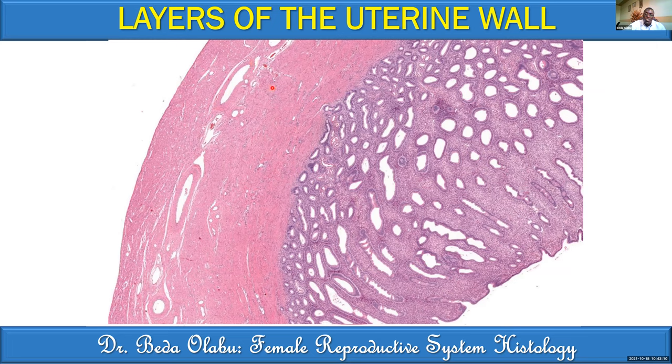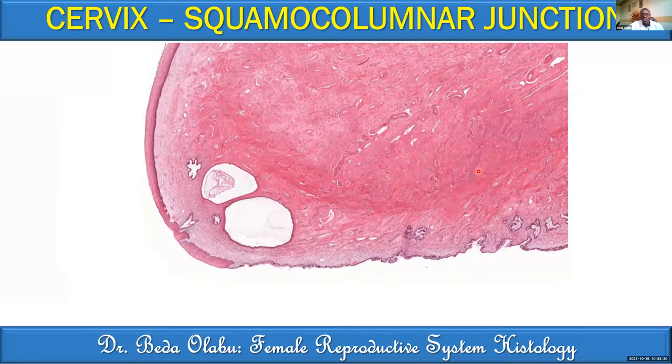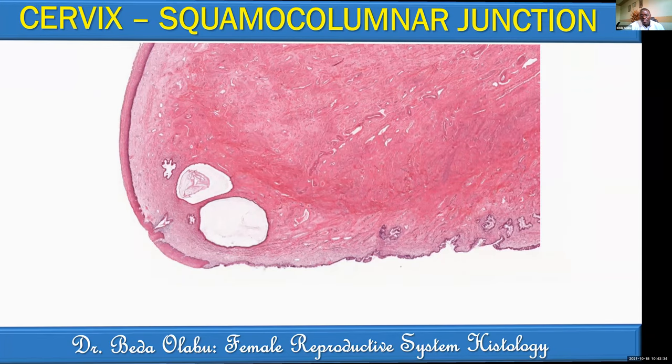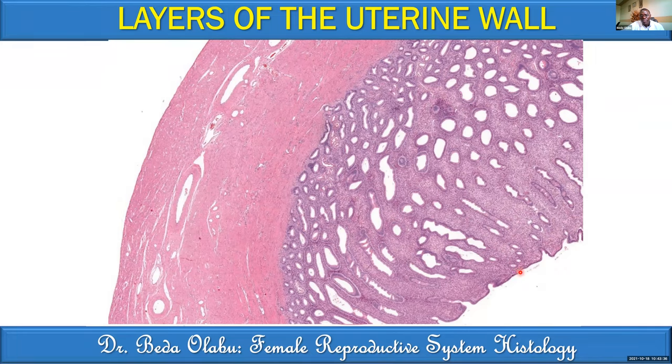So the histology of the uterus will largely depend on the physiological phase of the endometrium. There are times you may see very prominent endometrial glands, as we can see in this image. There are times you can see very few of them, depending on whether it has just been shed off or not. But importantly, remember that the endometrium is lined by simple columnar epithelium.